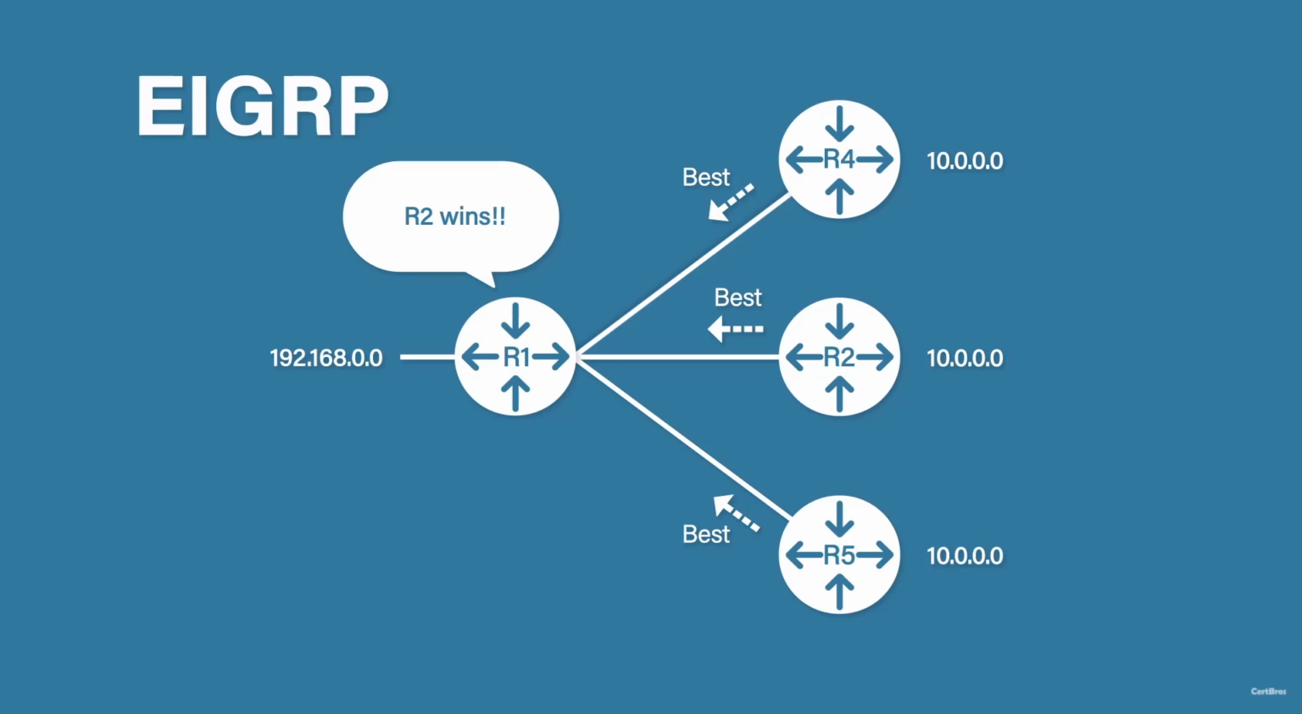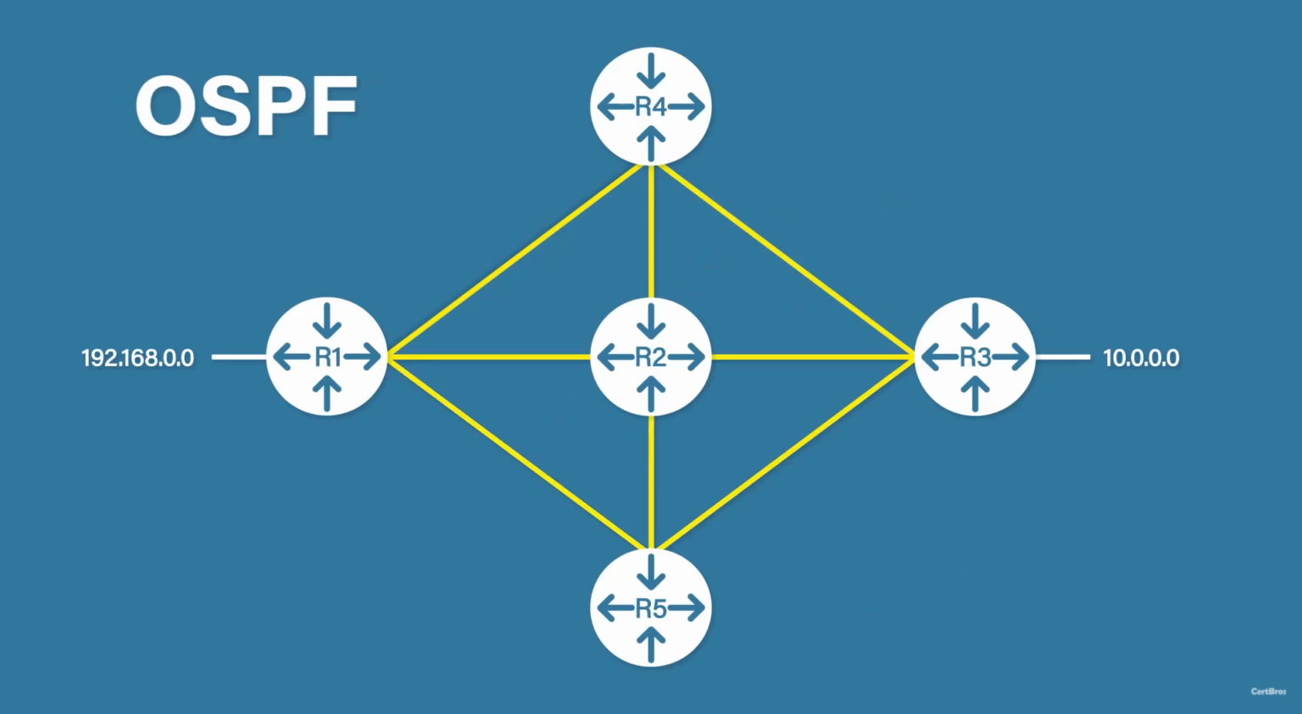That's all I can really say about EIGRP without getting too much into the details of subnetting. I'm going to pause for a minute and come back with more info about that. Now we're going to move on to OSPF.